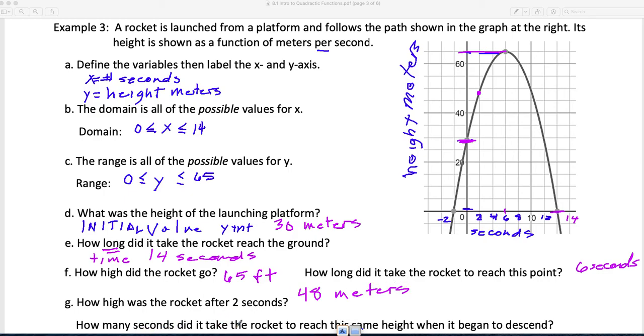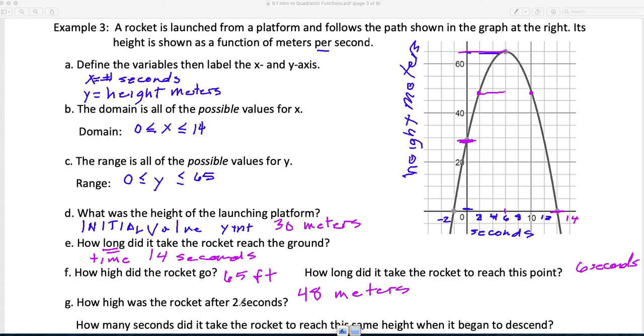How many seconds did it take the rocket to reach the same height when it began to descend? So right now I'm looking for the twin point. Same height when it began to descend. So this is what's going up, it's ascending. This is where it's going down, it's descending. And so right there, same height when it began to descend. So that was 2 seconds to get to that height. Wait a minute, it was 6 seconds to get there.